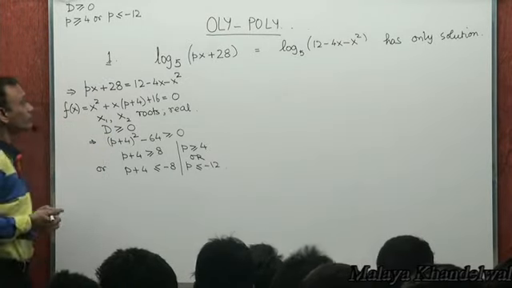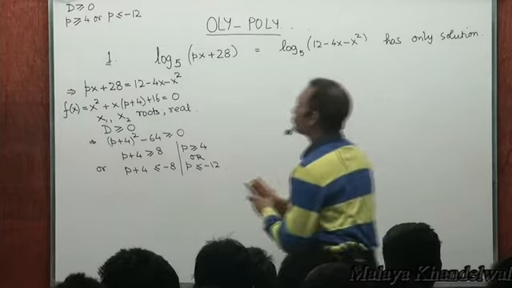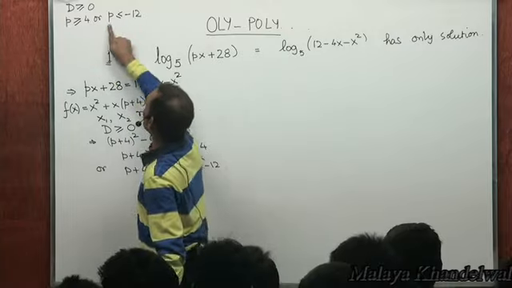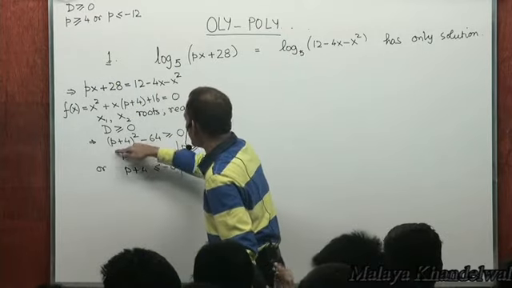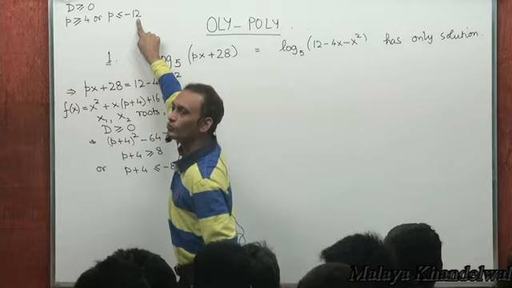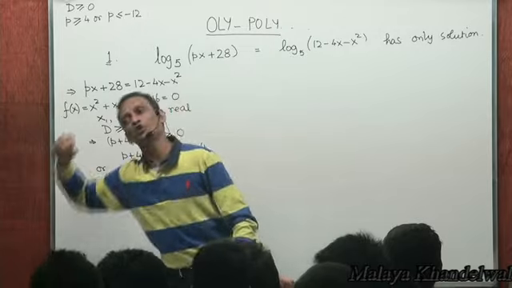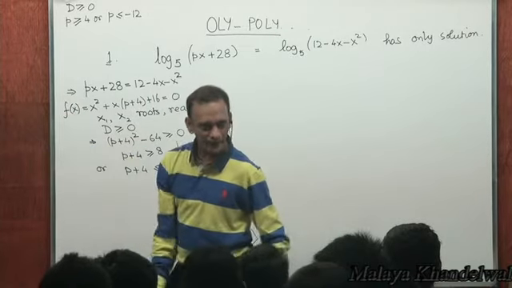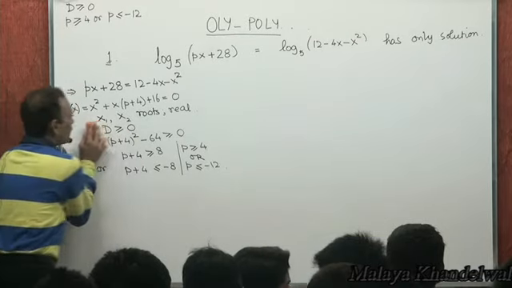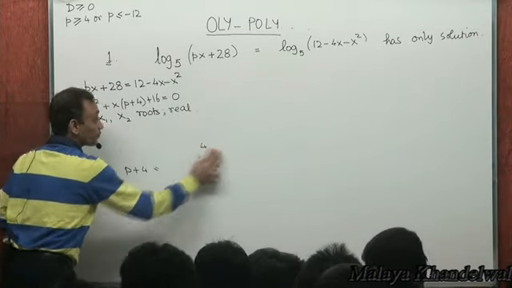Got me? Now, for sure, when p will become equal to 4 or p will become equal to minus 12, this discriminant will become equal to 0, and p equal to 4 and p equal to minus 12 are the critical points towards having equal real roots. Right? Okay. Now, can I remove this? Now, look.